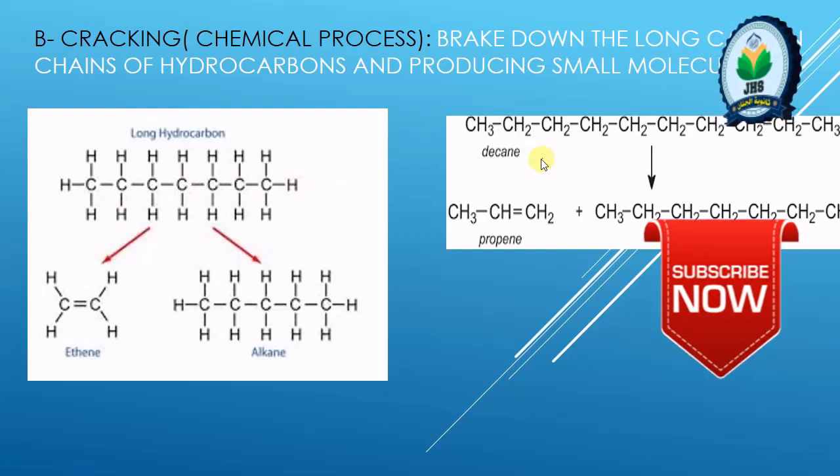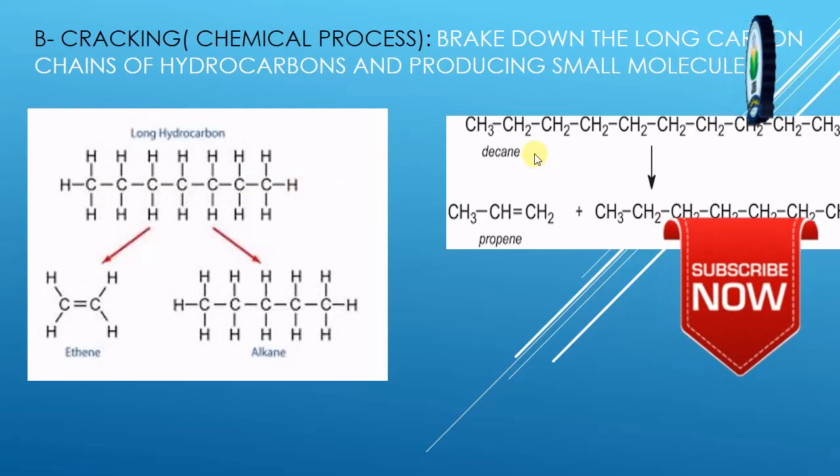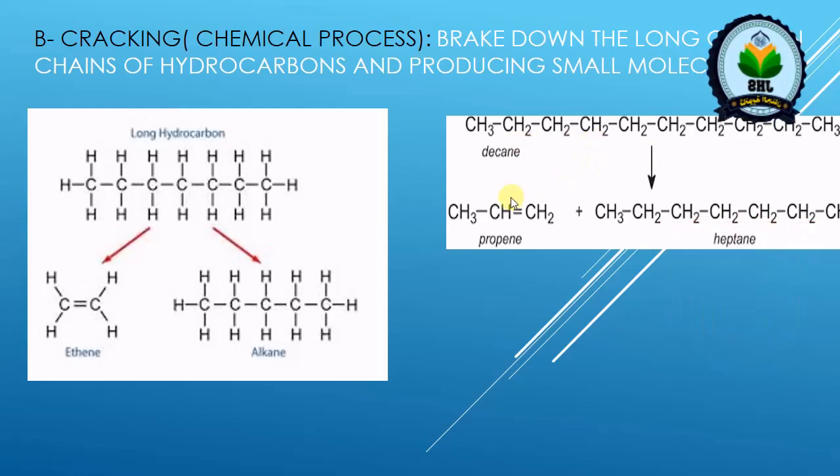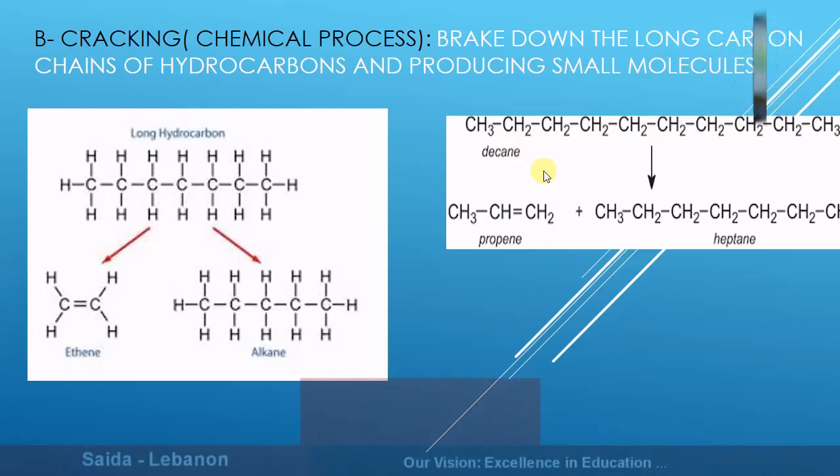The second example is decane. Decane has 10 carbons. This decane will break down into an alkene and an alkane. The alkene, propene, has 3 carbons, and heptane has 7 carbons. If you add heptane, which is 7, plus propene, which is 3, the result is 10 carbons, which is decane.